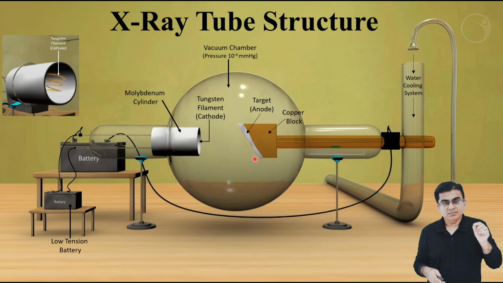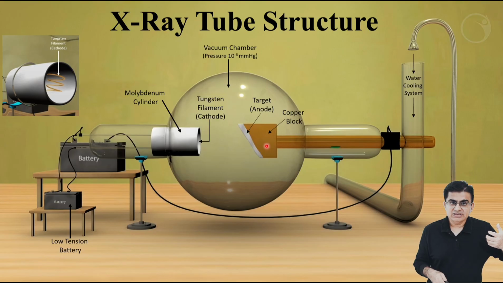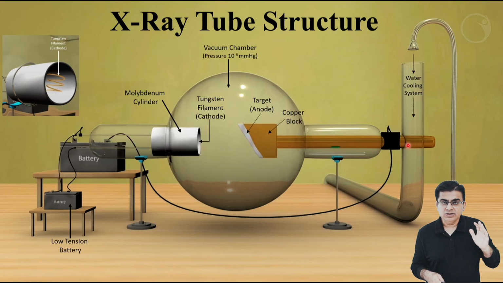This heavy copper block acts as an excellent thermal conductor. It is a very good conductor of heat. That means it rapidly draws this intense heat away from the tungsten target and safely transfers it to the outside water cooling system. This water cooling system keeps circulating cold water all the time to absorb this heat.